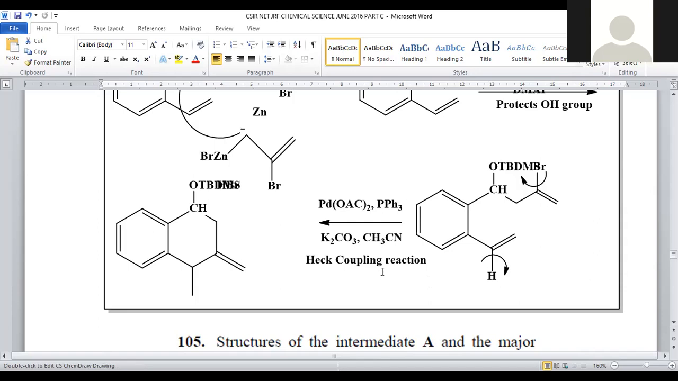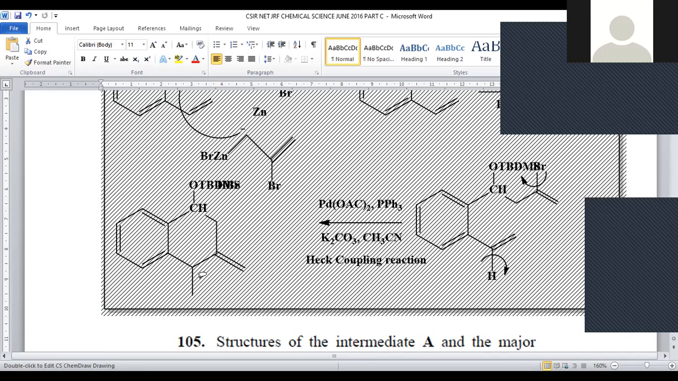How is the Heck coupling reaction possible? Let us see. For that purpose, we are taking palladium diacetate, triphenylphosphine, potassium carbonate, and methyl cyanide. All these reagents are collectively known as Heck coupling reagents, and in the presence of them, here H will be eliminated, Br will be eliminated. These two carbons will join together, and here we get a double bond, here also a double bond. Here it is a double bond, not a single bond, sorry. Here also we have a double bond finally.